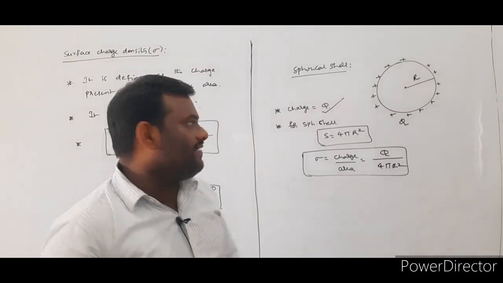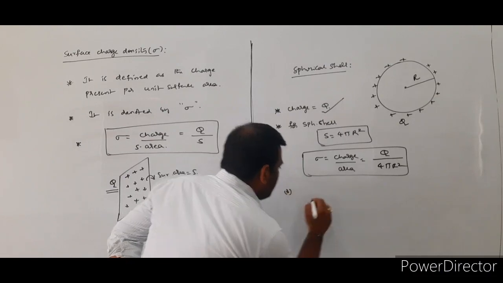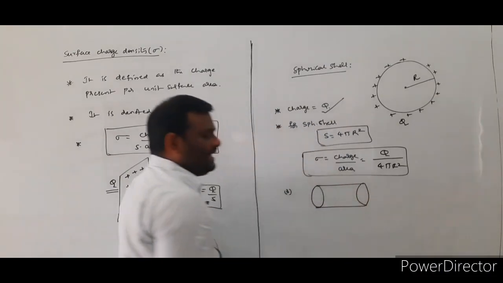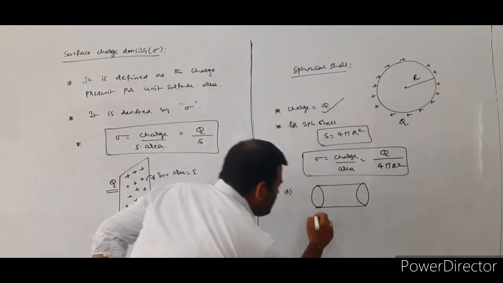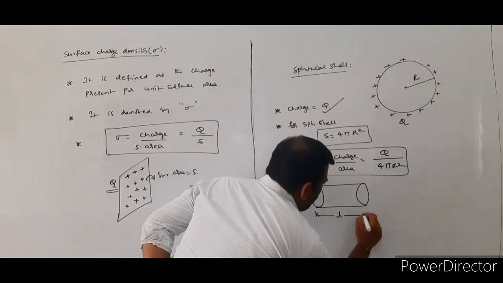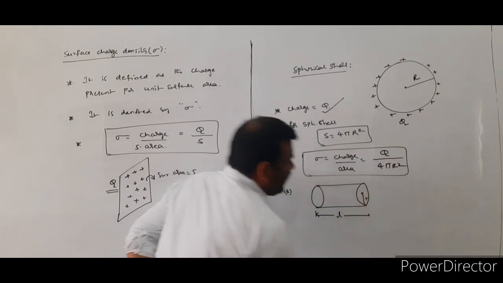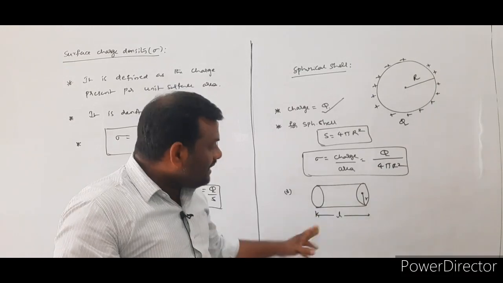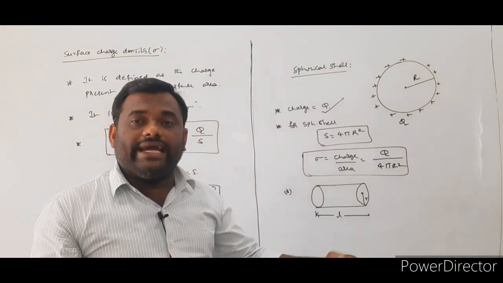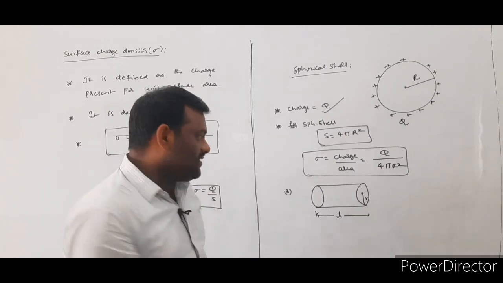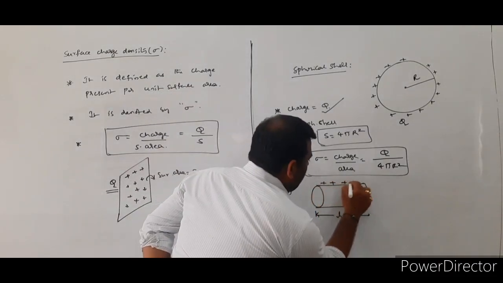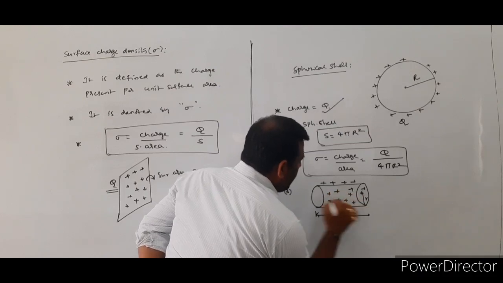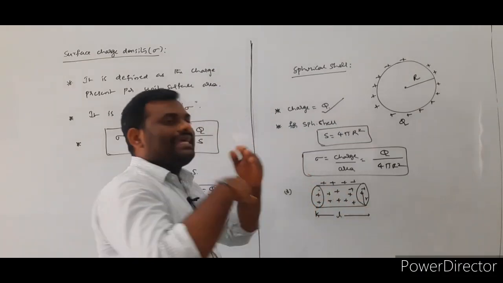The third example I will consider is a cylindrical rod. I consider a cylinder whose length is equal to L and the radius is equal to R. For this cylinder also, we provided capital Q amount of charge. This capital Q amount of charge will be uniformly distributed over the entire surface.